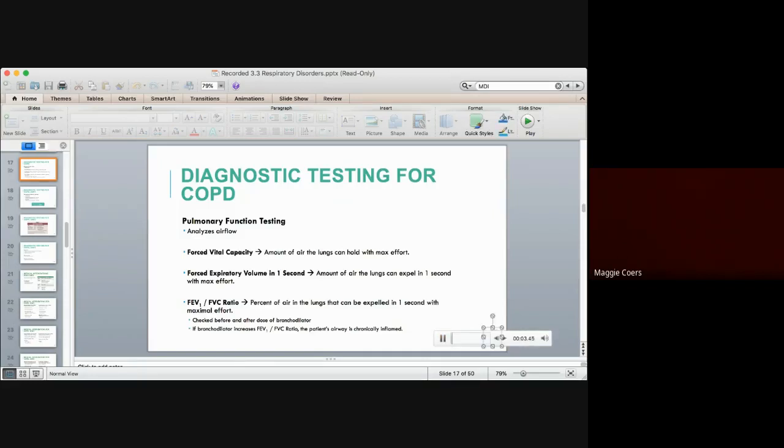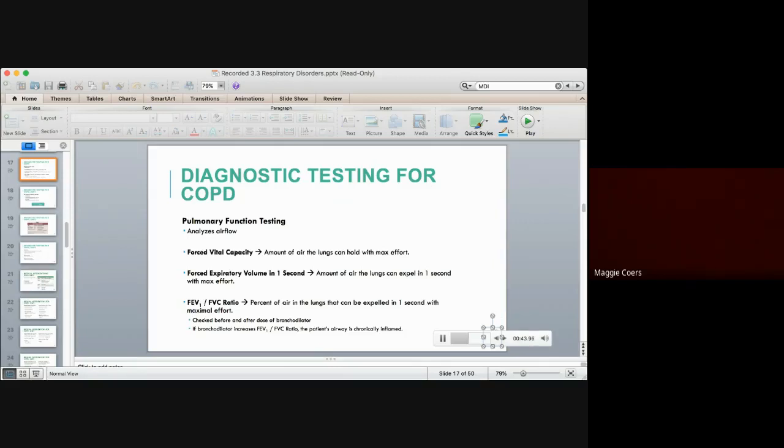All right, so to diagnose COPD, we have to rely on pulmonary function tests. The pulmonary function test basically measures airflow in and out of the lungs in various capacities. So the two that are important for COPD are the FVC, okay, which is the amount of air the lungs can hold with maximum effort, and forced expiratory volume. Okay, that's the amount of air the lungs can expel in 1 second with maximum effort. These two values are calculated using spirometry, which we're going to go over in a minute.